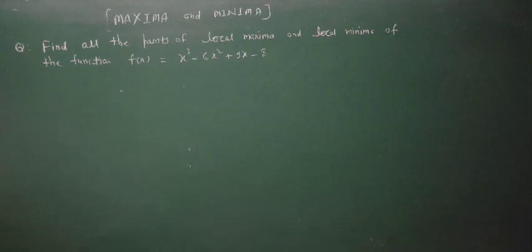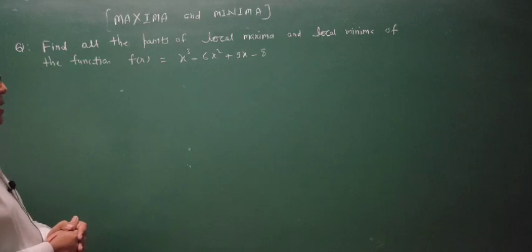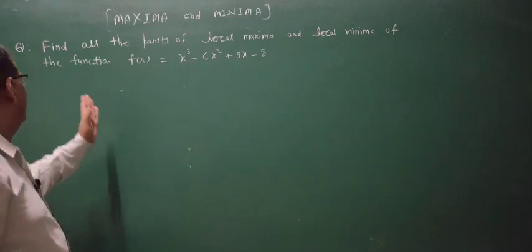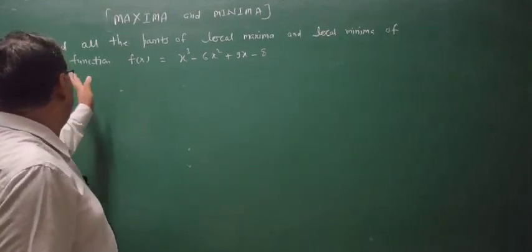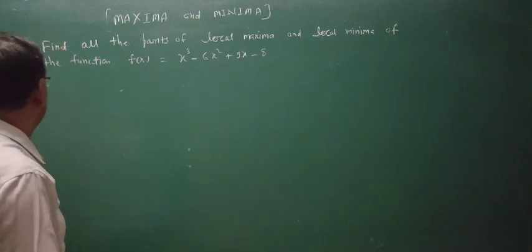Now I am taking one problem based on local maxima and local minima, and we will solve this question by using the first derivative test. Find all the points of local maxima and local minima of the function f x equal to x cube minus 6x square plus 9x minus 8.